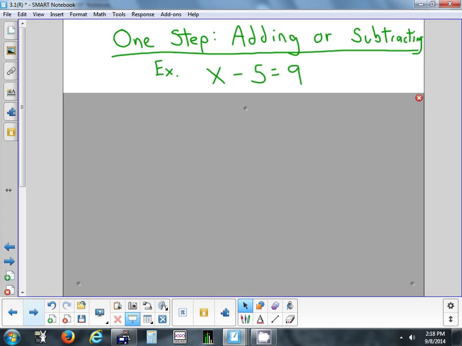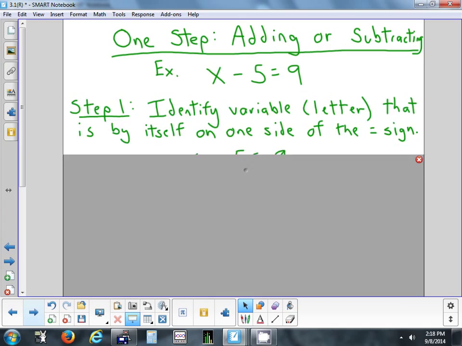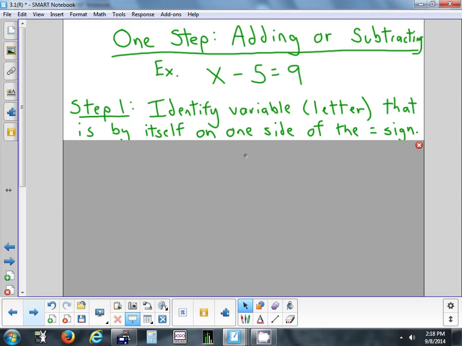All right, so we get X minus 5 equals 9. Right next to that 1, we're going to write identify the variable. Or like Mr. Hager said, the letter that is by itself on one side of the equal sign. You want to find the variable, the letter that's by itself. You want to identify that. This is only for step 1. You want to leave yourself a little bit of space so we can fit the rest of that example. I know it's a little tight, but it'll be okay.